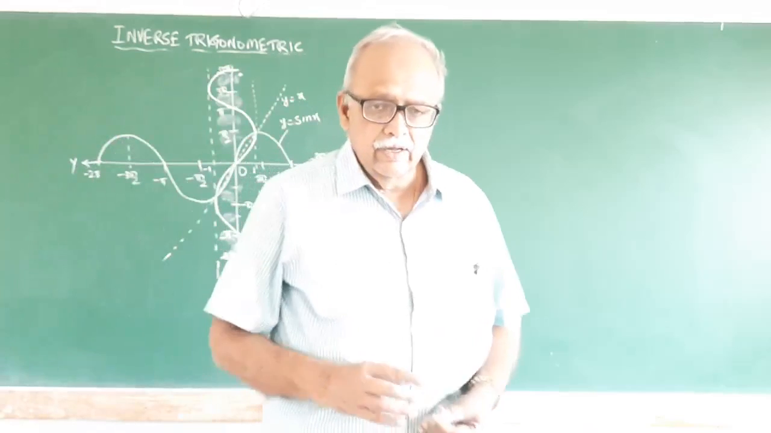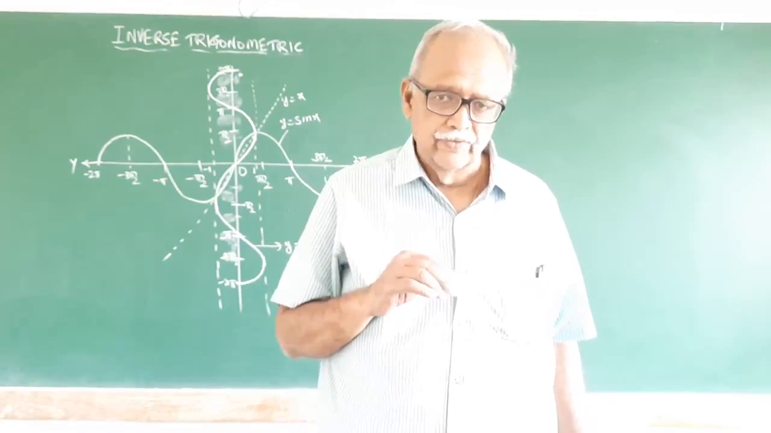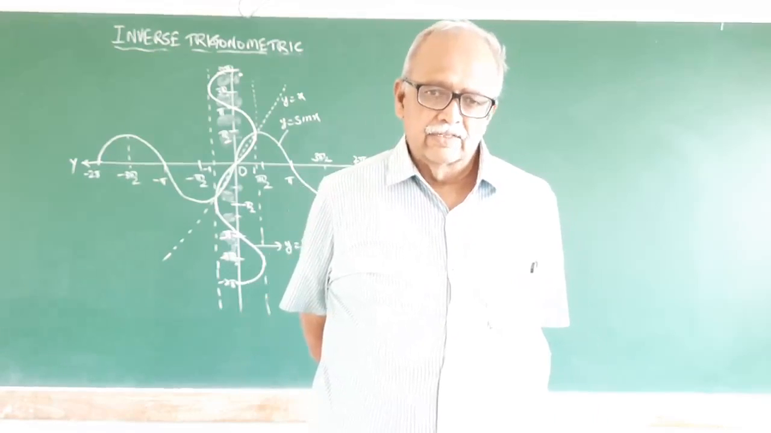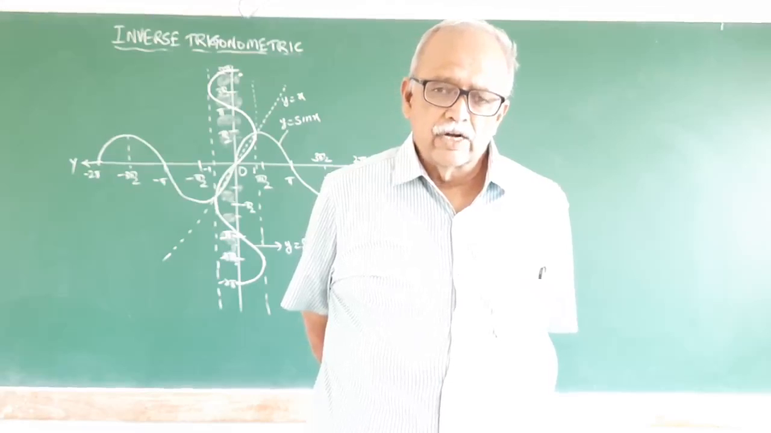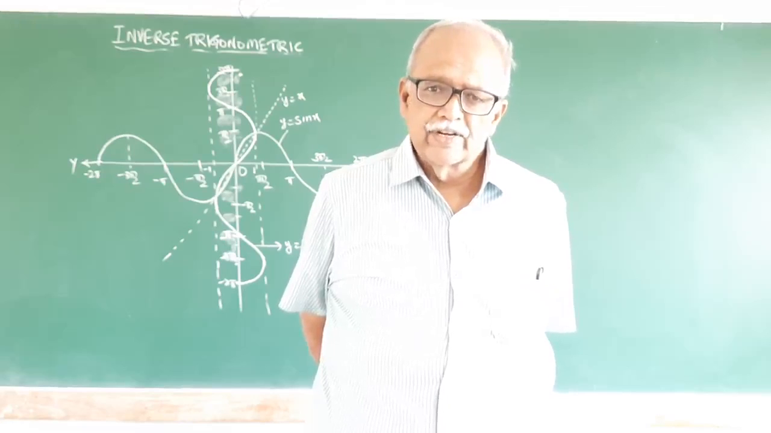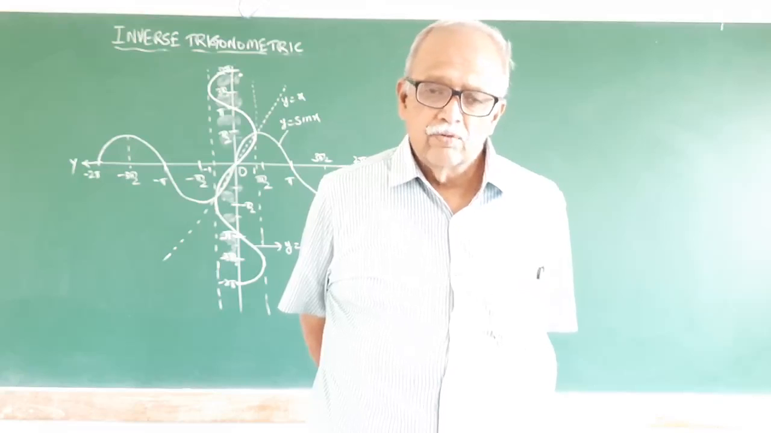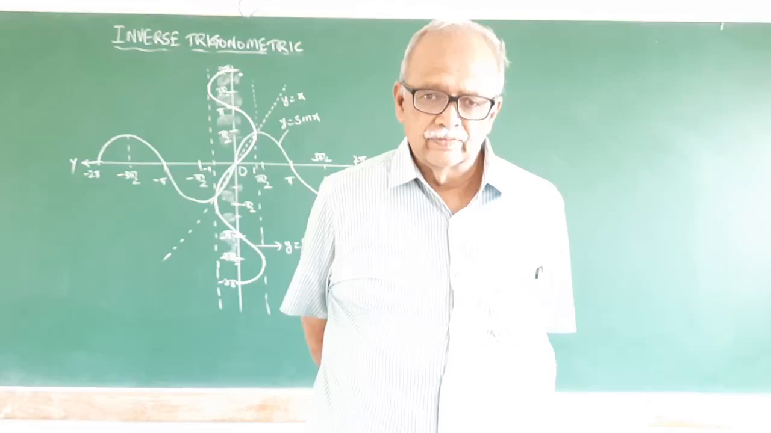So, from the original function, if you want the inverse function, we have to interchange the x and y axes. Suppose the coordinate on the original function is (a, b); in the inverse function it will be (b, a). So interchange the x and y coordinates, and then you will be able to draw the inverse function from the original function.